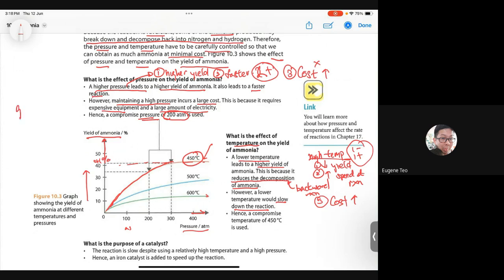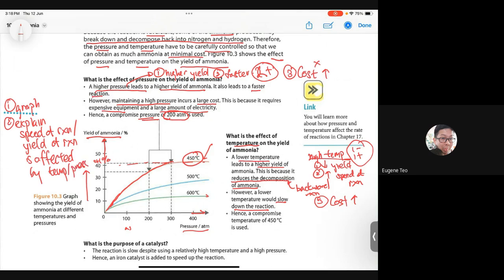So they'll show you the graph. Then they will ask you to explain how the speed of reaction or the yield of reaction is affected by the temperature or the pressure. Either one of them. Okay?